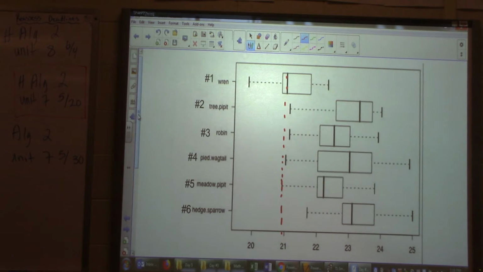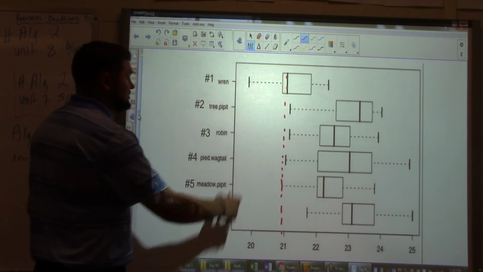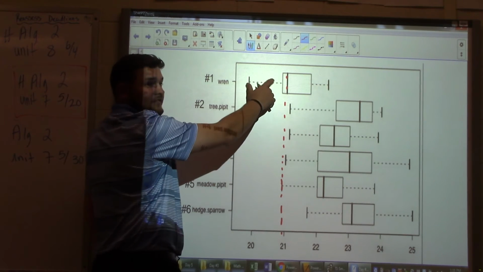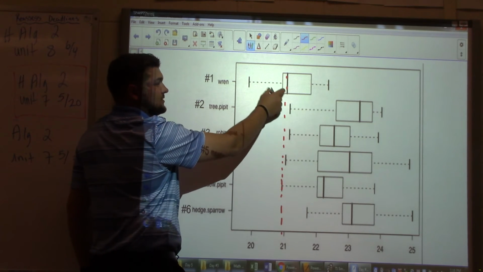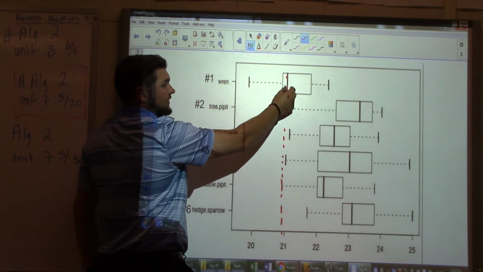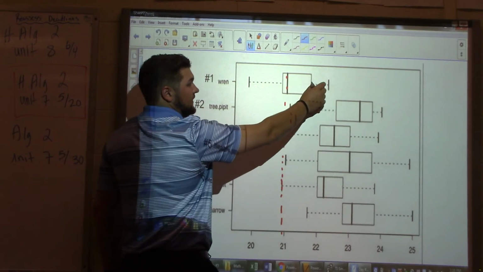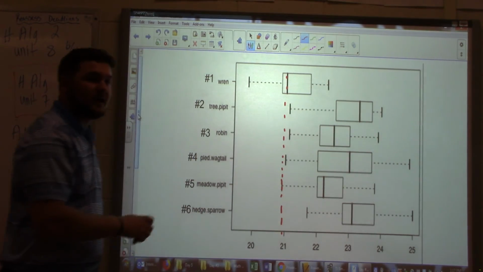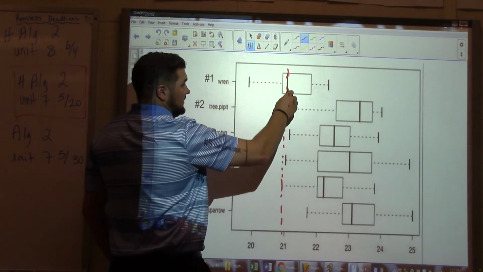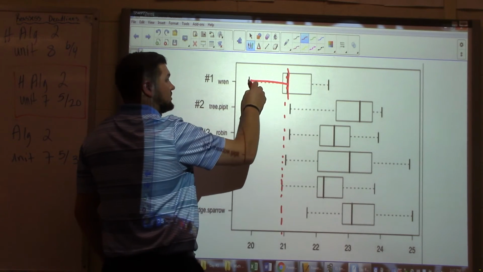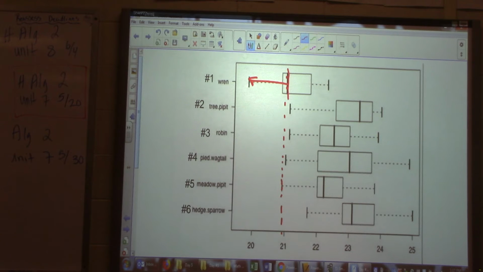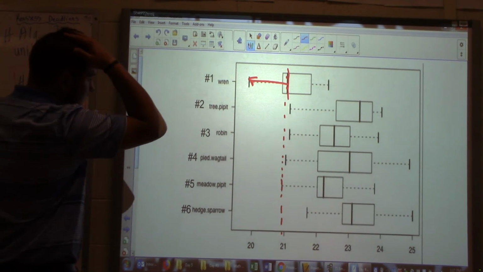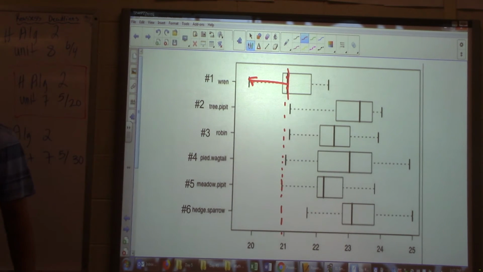Each area represents 25%. Each spot in between these lines is 25% of our data, right? We talked about that. Between the minimum and Q1 is 25%. Q1 and the median is 25%. Median and Q3 is 25. Q3 and the maximum is 25. So if we're at the median, we want to know all that's over here. I know that's 2 quartiles. I know that's 50% of my data. So 50% of the wren's egg lengths are below everyone else's.